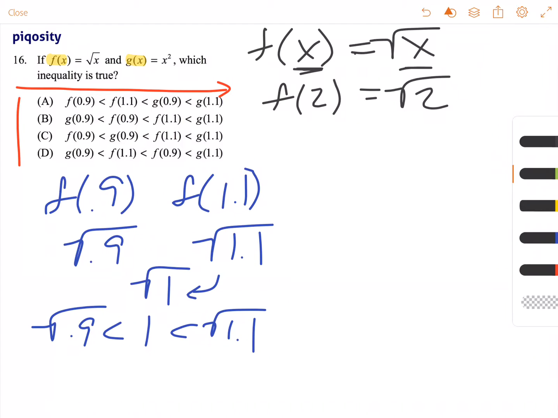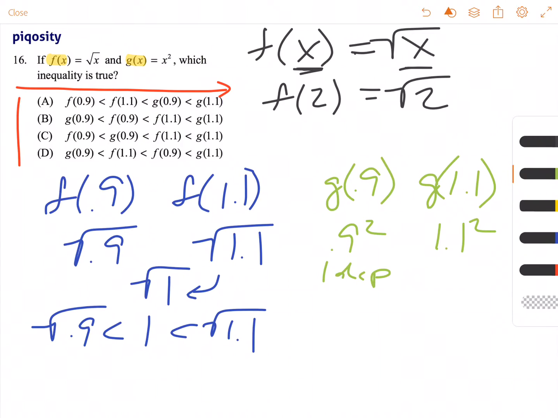Now let's look at g. So g of 0.9 and g of 1.1. So we are squaring both of these values, and when you square decimals, you can take the decimal places out. So just remember that there was a decimal place here and a decimal place for these things.